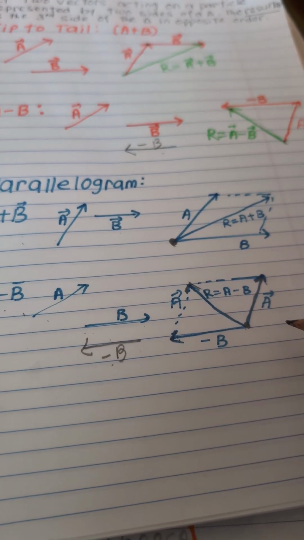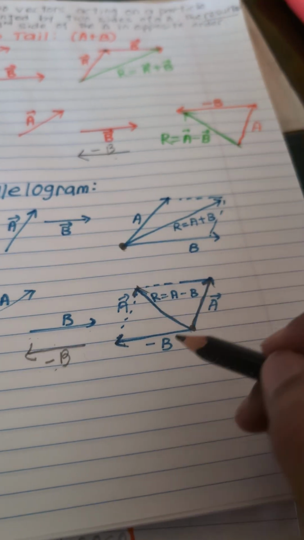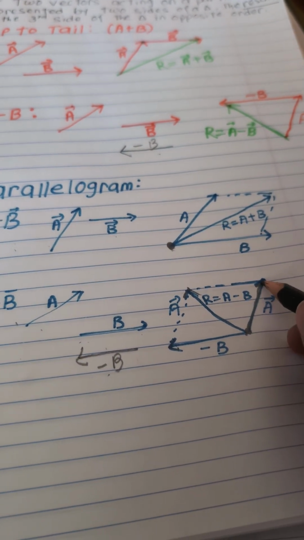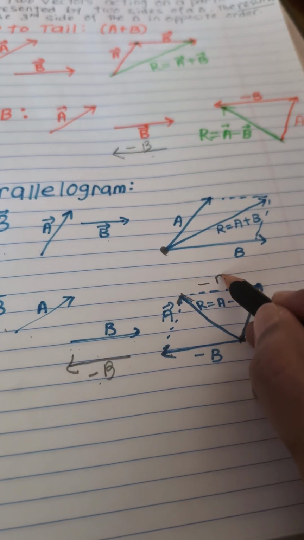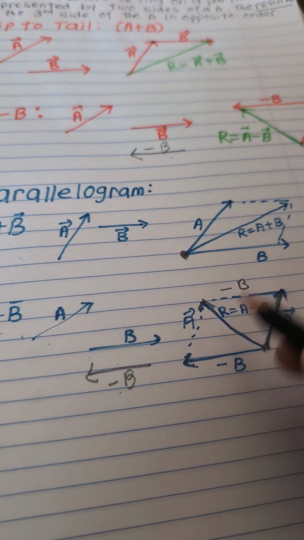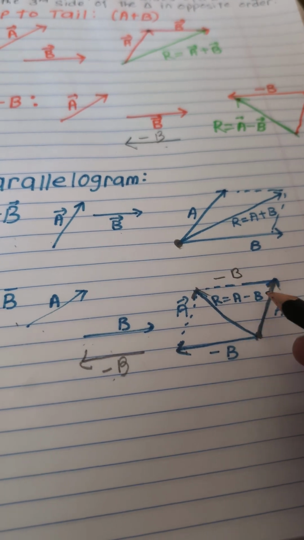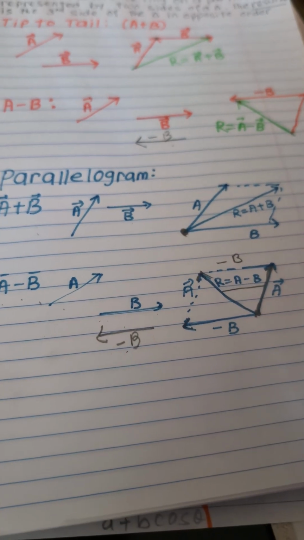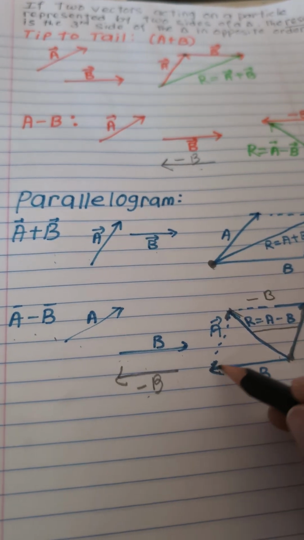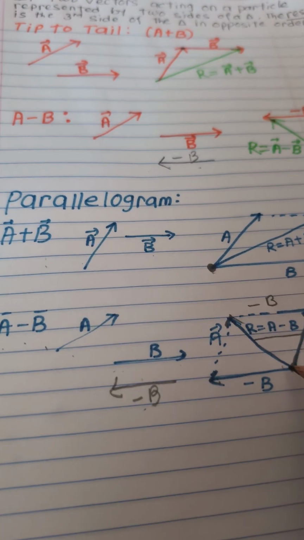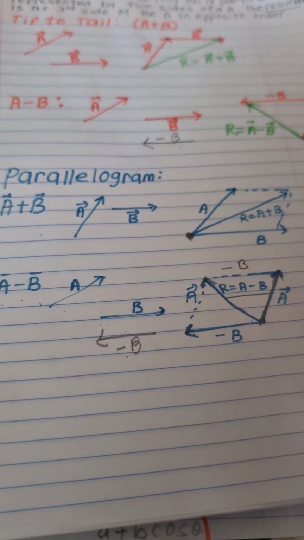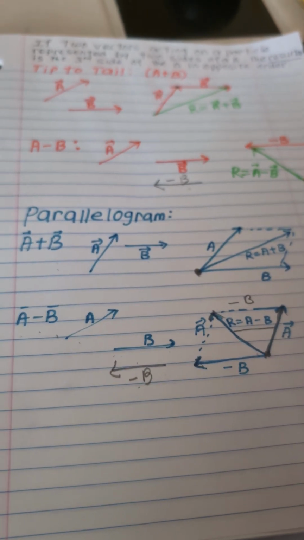Now if you can see, this is the same as the tip-to-tail method. A, this is minus B, and starting from A towards B is R, that is R plus minus B, that is the resultant. Or you can say this resultant is minus B plus A is R. So that's how we are going to get the resultant of the two vectors.